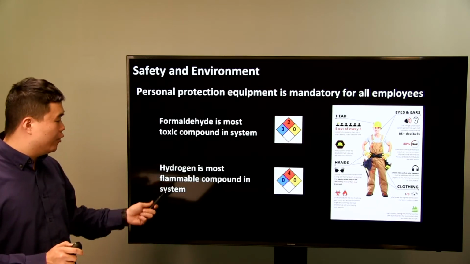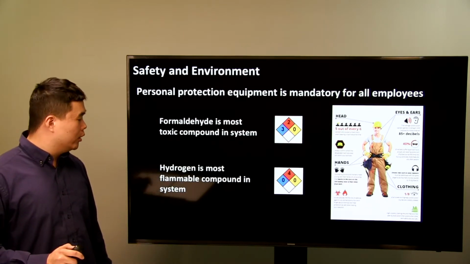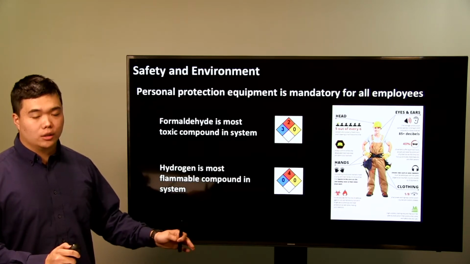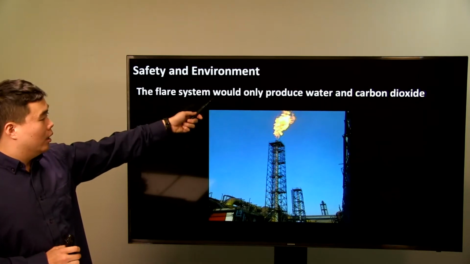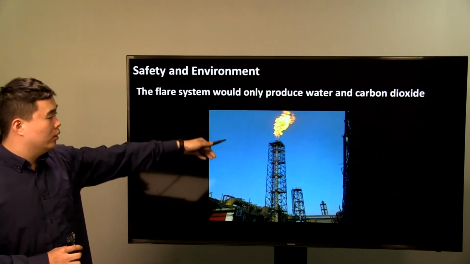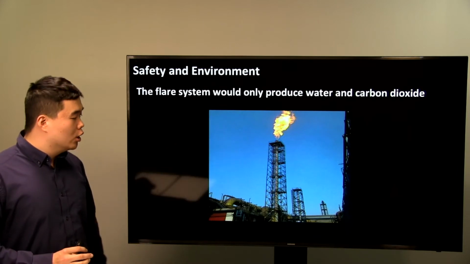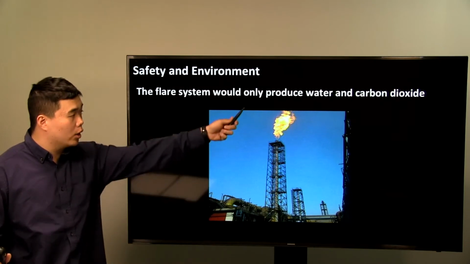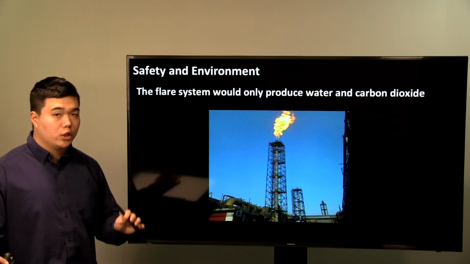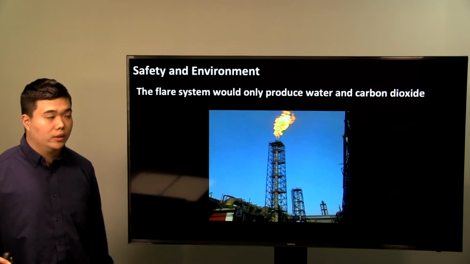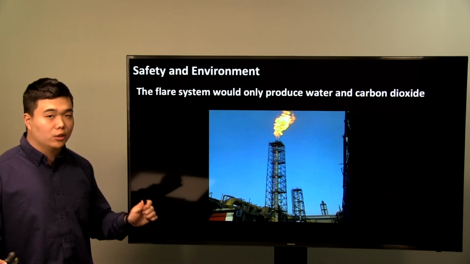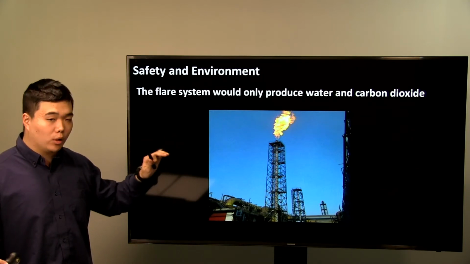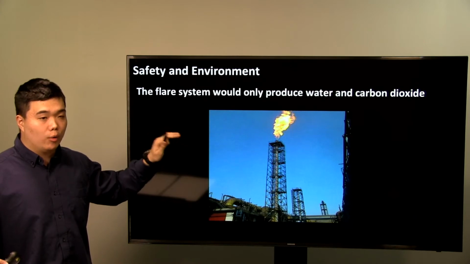Next thing we're going to talk about the hydrogen. Hydrogen is the most flammable component in the system. In order to reduce the safety hazard in the system, we decided to build a flare system to burn down the propane and the hydrogen. So the combustion of the propane and hydrogen would only yield water and carbon dioxide, which are non-hazardous to the environment. So we are confident to say that the gas we're burning out of the system is non-hazardous to our environment.